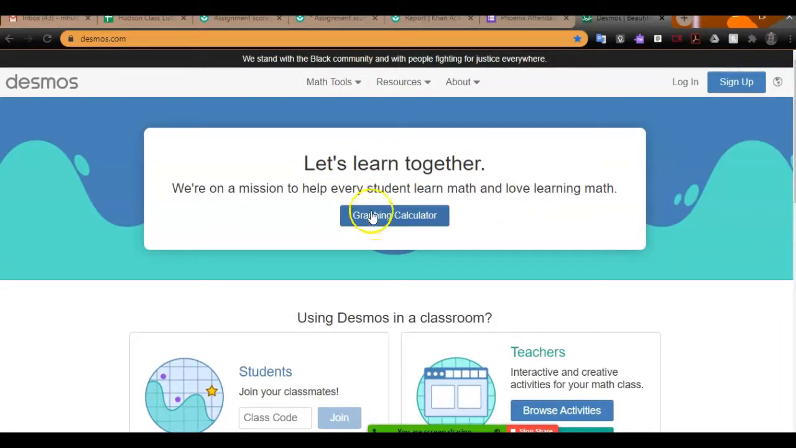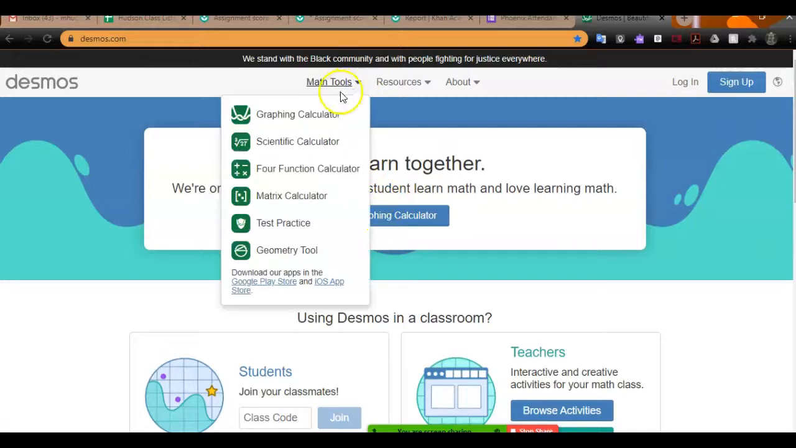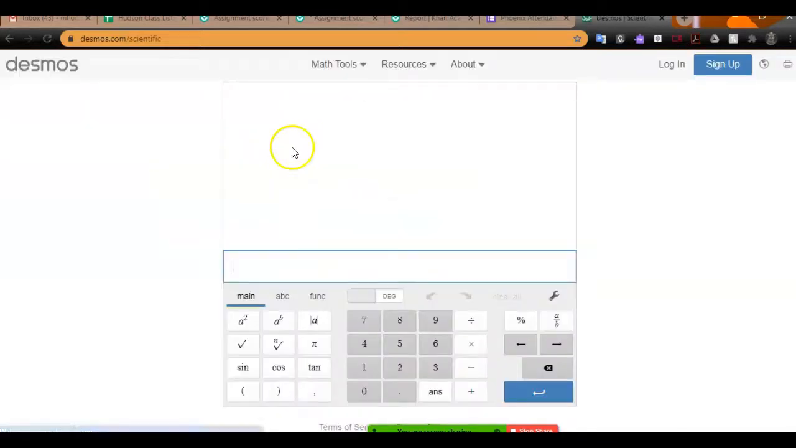Later in your math career, we're going to use the graphing calculator a lot, but under math tools is scientific calculator or 4-function, but 4-function is not good enough anymore. Because we're in middle school, we need the scientific that involves radicals and squares and things like that. Now let's talk about the X root button that we were just discussing.